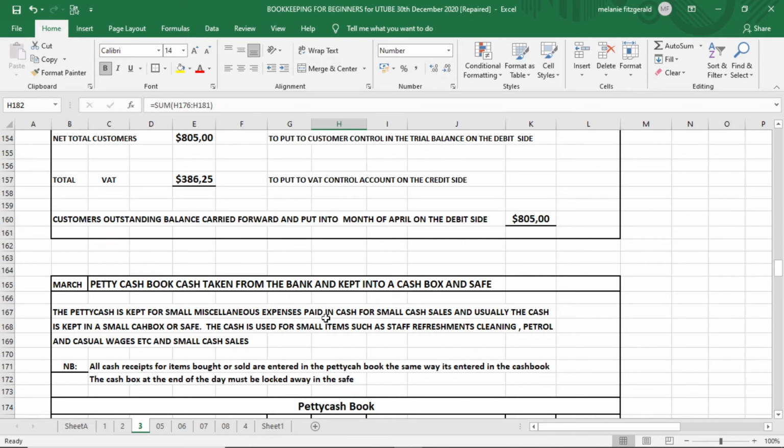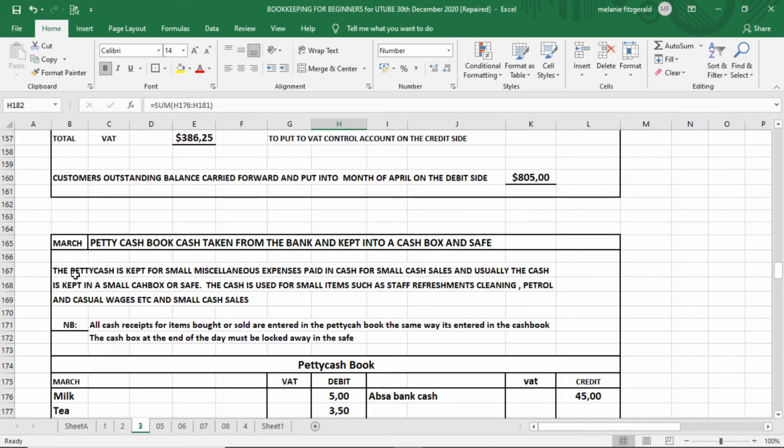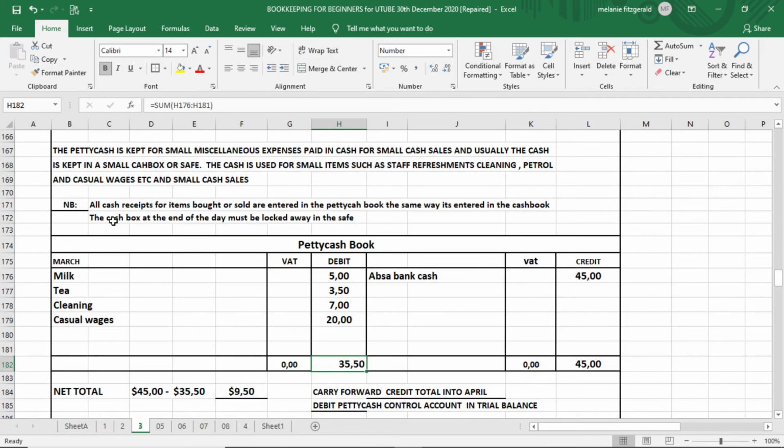Okay, petty cash taken from the bank and kept in a cash box or safe. So for the month of March, just follow my mouse, the petty cash is kept for small miscellaneous expenses paid in cash for small cash sales, and usually the cash is kept in a small cash box or safe. The cash is used for small items such as staff refreshments, cleaning, petrol, casual wages, etc., small cash sales. Very important. All cash receipts for items bought or sold are entered in the petty cash book the same way it's entered in the cash book. The cash book at the end of the day must be locked away in the safe.